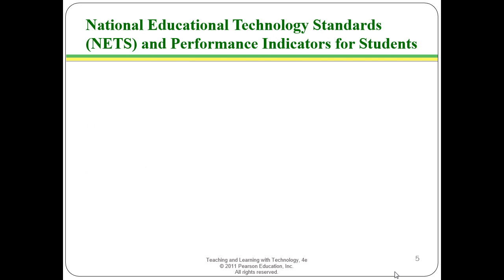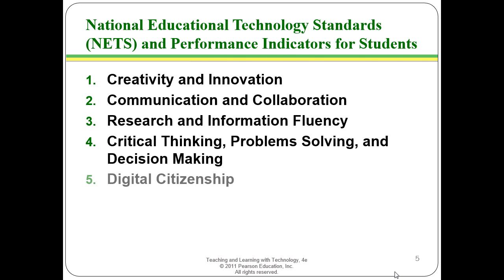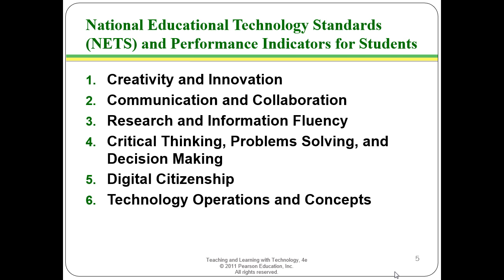Now, this next slide talks about the National Educational Standards and Performance Indicators for students. What are some specific indicators that they want students to reach? Well, here's a number of them. Creativity and innovation. We want students to be creative, to be able to come up with new ideas and new technologies that are going to build on the technologies that we've got today.